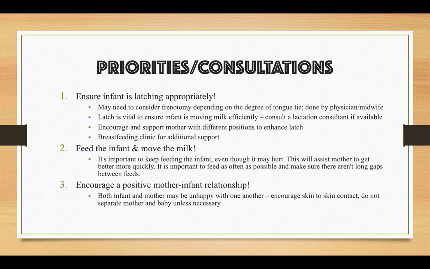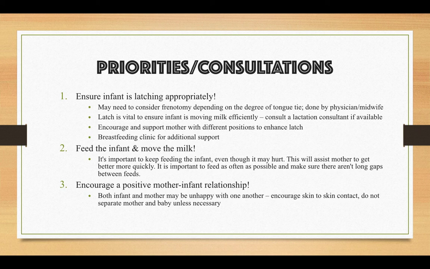Considering the decisions made, the priorities I've chosen for a mother and infant in this situation are as follows. Number 1. Ensure that the infant is latching appropriately. We may need to consider a frenotomy depending on the degree of tongue tie. This is to be done by a physician or a midwife. The latch is vital to ensure the infant is moving milk efficiently. Consult a lactation consultant if one is available. If not, encourage and support the mother with different positions to enhance the latch. If additional support is required, we can also refer the dyad to a breastfeeding clinic.